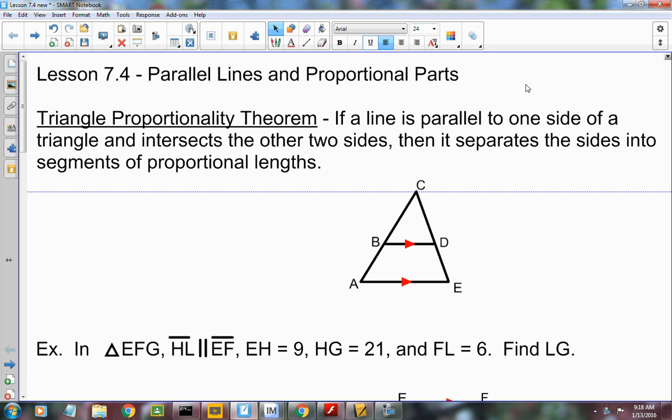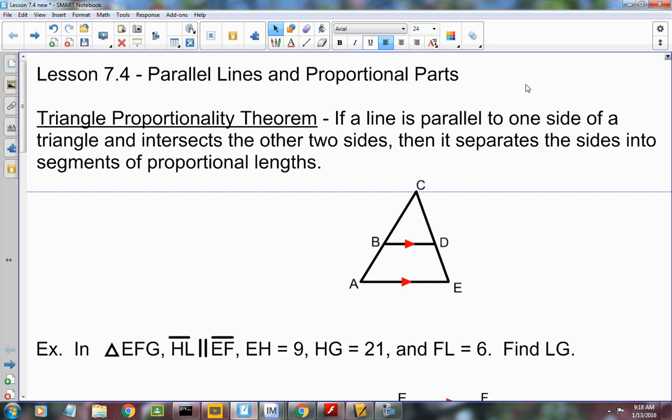What else are the sides proportional to? Medians. What else? The angle bisectors. The heights, the altitudes. Okay. One more thing. The perimeters, right? So all those things are proportional to each other.